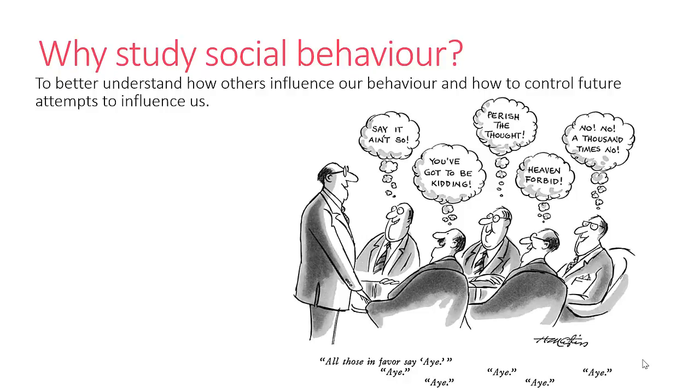Why do we study social behaviour and social influence? We study social behaviour to better understand how others influence our behaviour and then how to control future attempts to influence us. The study of social behaviour looks at the effects of the presence of others or actions, whether they are real or imagined, on our thoughts, behaviours and feelings. This impact might be positive, negative or neutral, but it's important to note that these behaviours result from a pressure from others, whether this is again real or imagined.